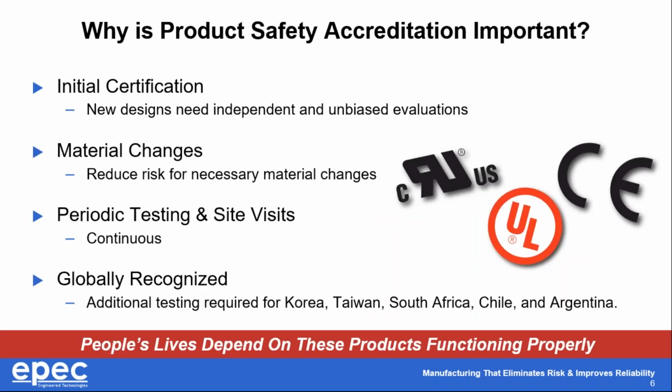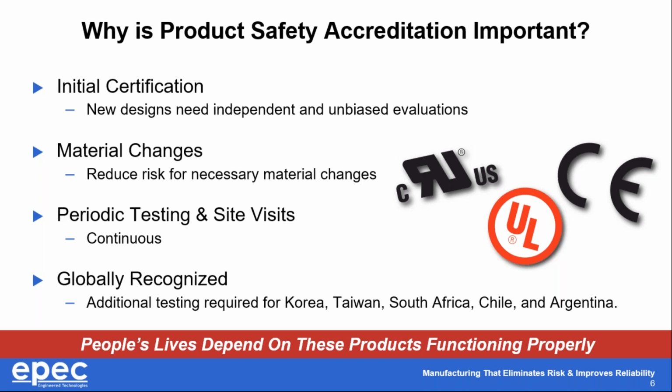So why is this important? Product safety is an obvious reason why it's important. But more importantly, agencies like UL and so forth help bring products to market with that initial certification. This demonstrates that the new design has been independently reviewed by an unbiased business entity and asserts that the performance is as described.